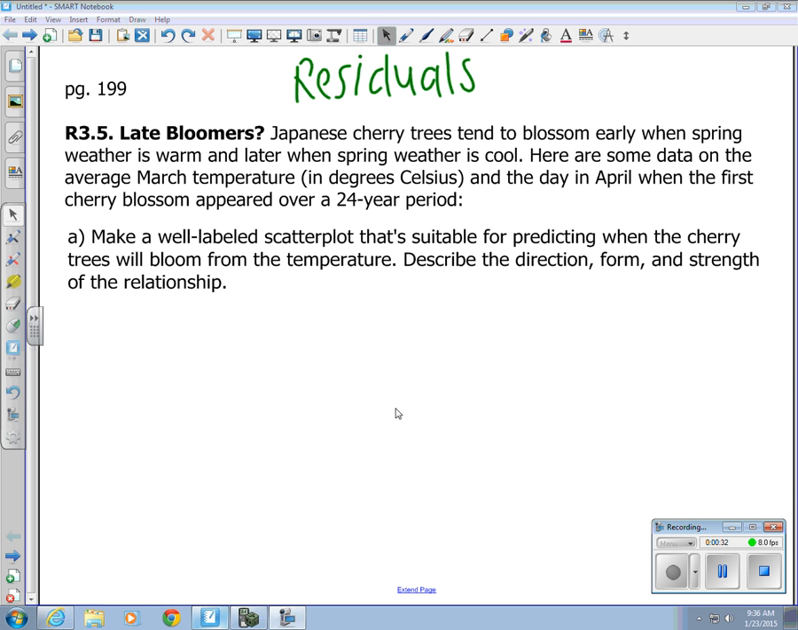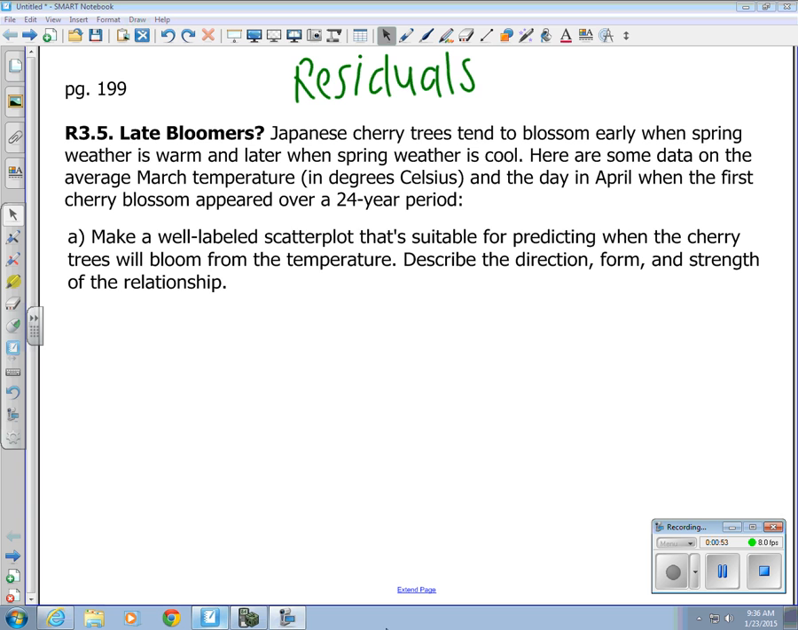So you have your data in the book, and you want to plug that into your calculator. And the first part A, is to make a well-labeled scatter plot, as well as describing the direction, form, and strength of the relationship. So try that out, and then pause it, try that out, and come back, and I'll show you how I did it.